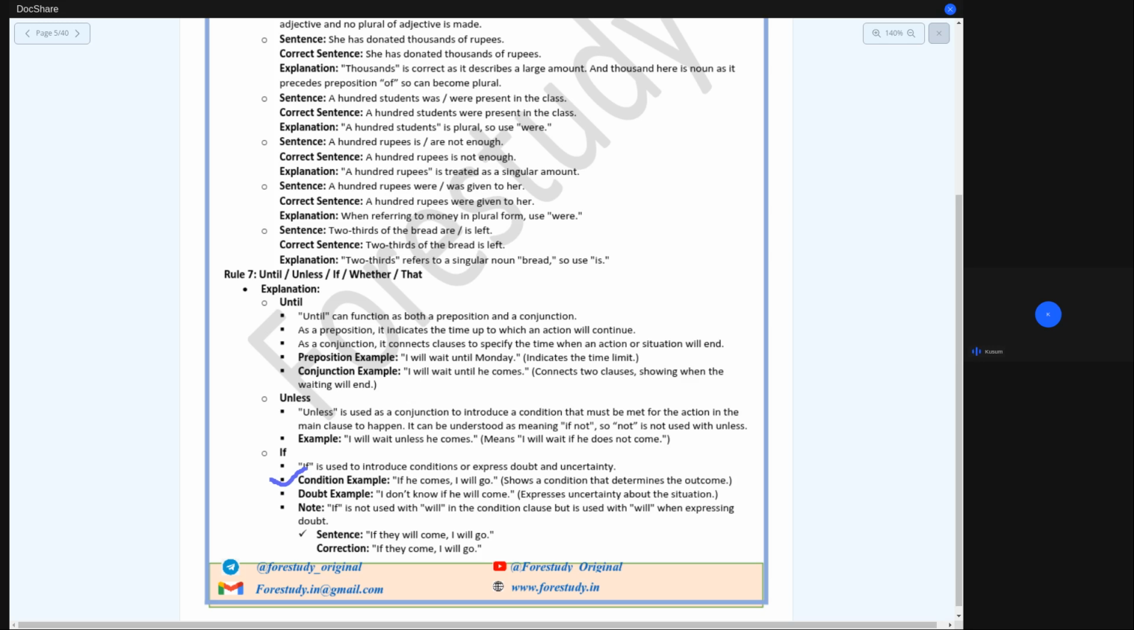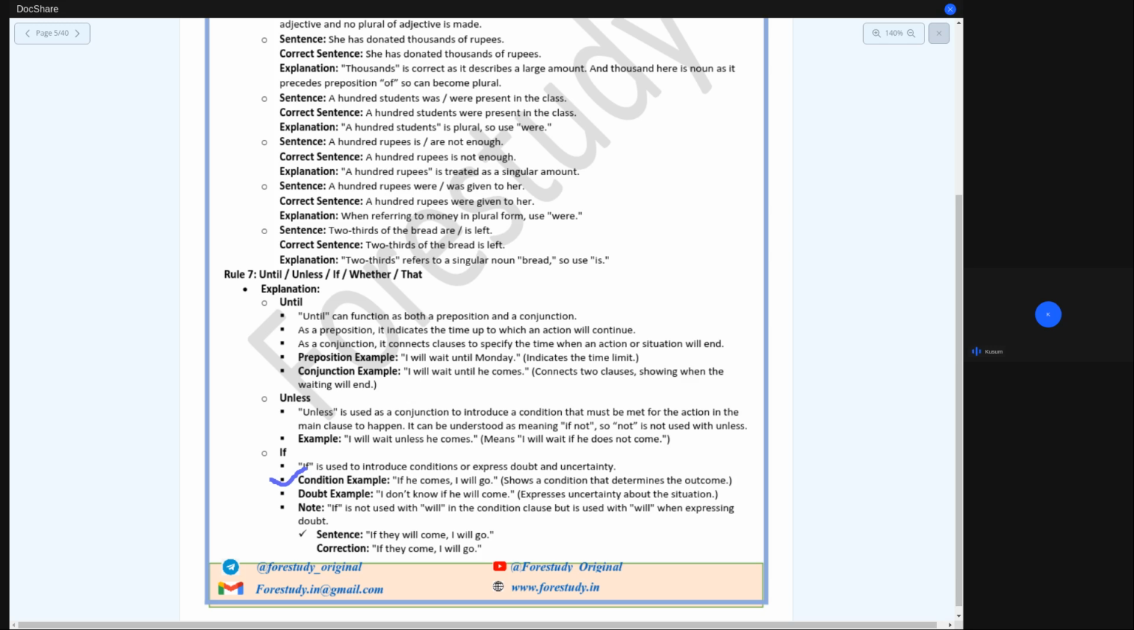If you say "if he will come," it is wrong. This may come as an error correction, so please remember this. Second, we use it for expressing doubts and uncertainty. This is when you are not sure about something.